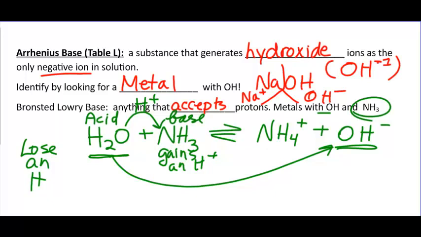Okay? The partner, I don't think you have to know the language anymore, so I won't even tell you. That just gets confusing. So this is acting as a base because it took a proton from water, and look what it made. Remember we said bases generate hydroxide ions in solution? This generated hydroxide ions, but it did it a different way. It didn't do it because it dissolved and split. It did it because it took a proton from water and made water turn into OH minus. So that's a more all-encompassing definition of what a base is. Bronsted-Lowry versus Arrhenius. Metal with OH or NH3.